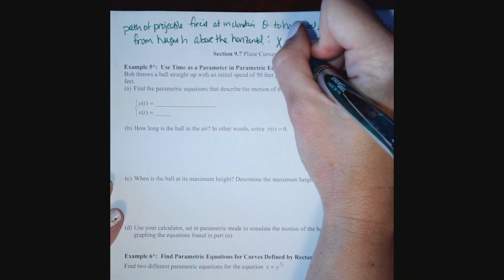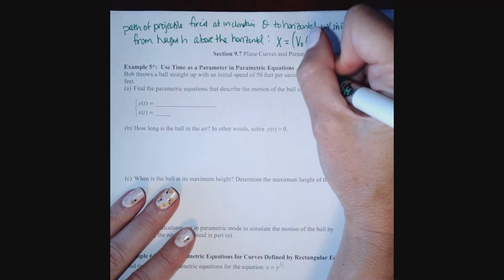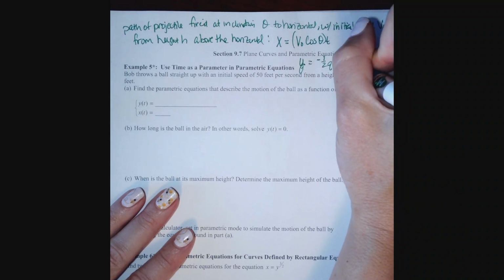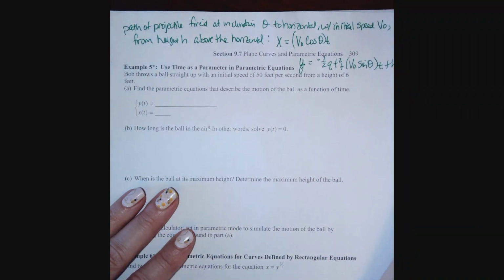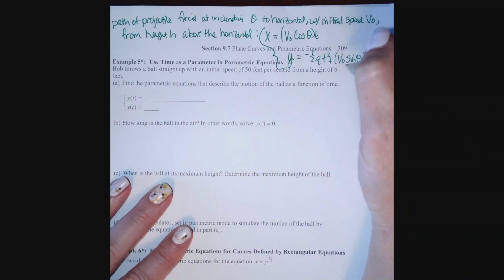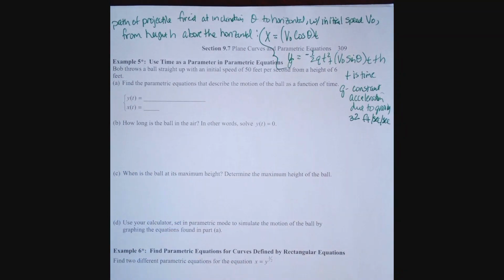I get x equals v sub 0 cosine theta times t. And then my second equation, my y equation, would be -1/2 g t squared plus that initial velocity v sub 0 sine theta t plus h. So that's my system of equations in terms of x and y. We've defined everything except g. t is time. We already imagined that. g is our constant acceleration due to gravity. So as gravity works on the object that is thrown, that is 32 feet per second per second. So that's my gravitational constant.